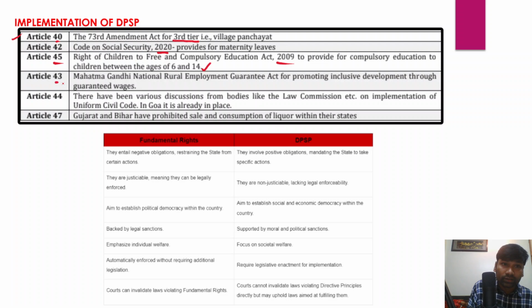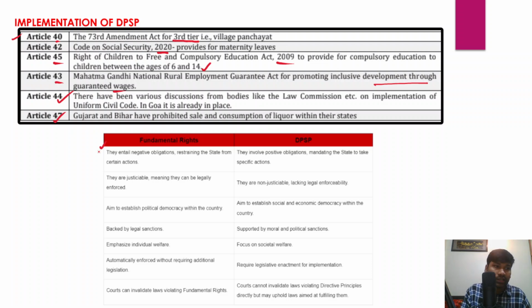And Article 43, the Mahatma Gandhi National Rural Employment Guarantee Act for promoting inclusive development through guaranteed wages, and the Uniform Civil Code. And Article 47, it talks about the ban on consumption of intoxicating substances, for example, consumption of liquor and others. Right. So here also a detailed description of the differences between the fundamental rights and directive principles of state policy has been provided.